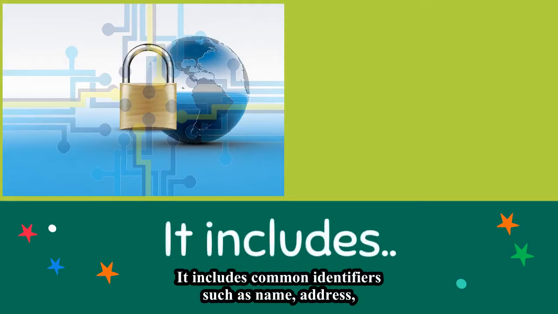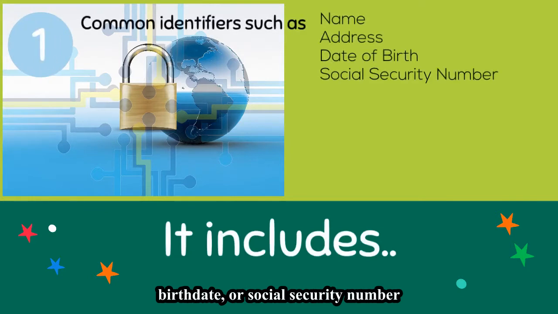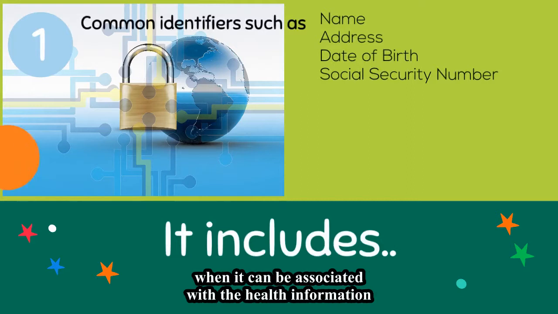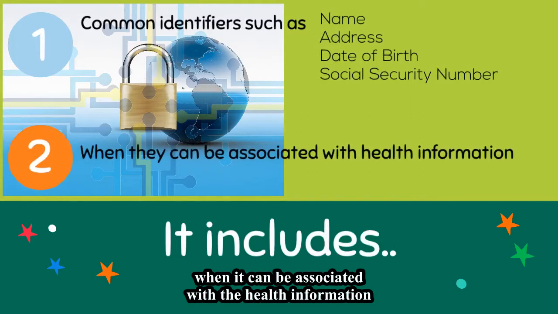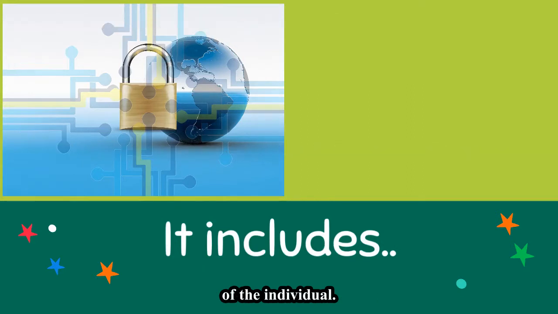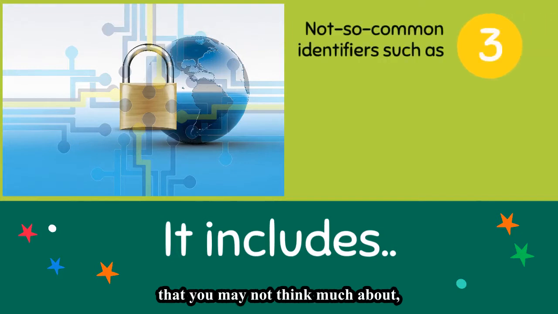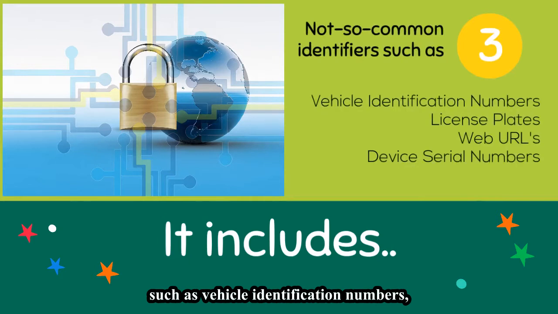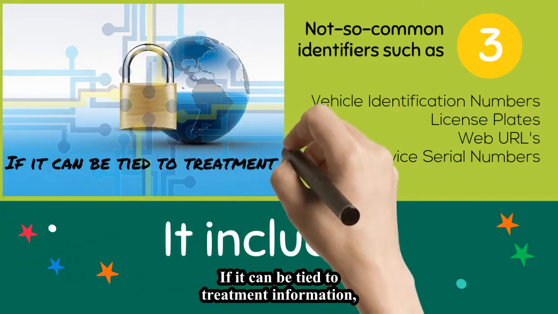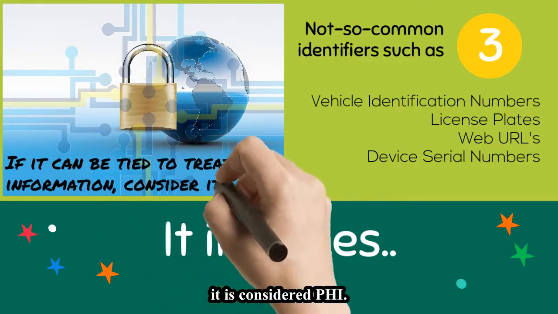It includes common identifiers such as name, address, birth date, or social security number when it can be associated with the health information of the individual. It also includes other identifiers that you may not think much about, such as vehicle identification numbers, license plate numbers, web URLs, and medical device serial numbers. If it can be tied to treatment information, it is considered PHI.